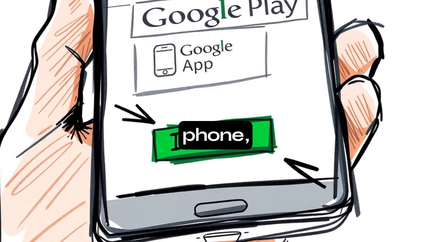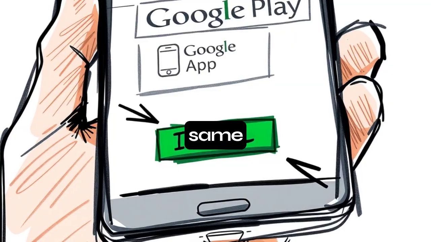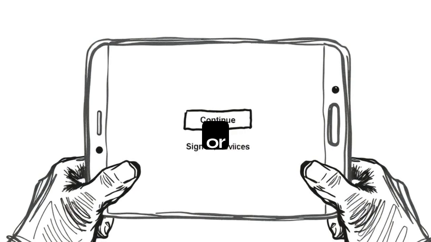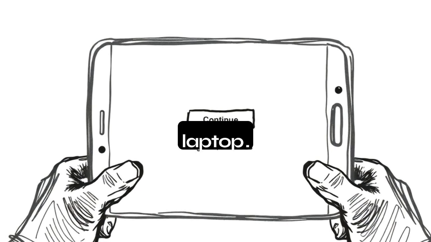Now on your Android phone, go to the Play Store, search for the same remote desktop app, and install it. Open the app on your phone, sign in or accept the terms, and you're ready to connect to your laptop.